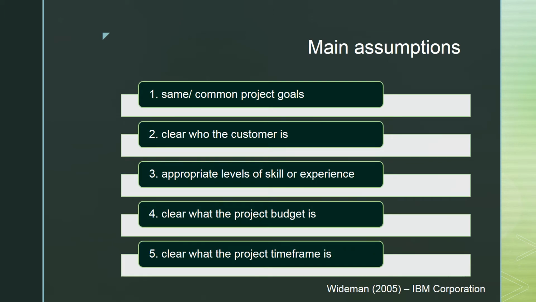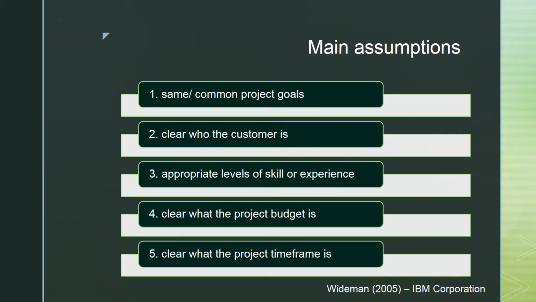Now, what are the main assumptions here? This is taken from Weidman 2005, in the author's publication on the IBM Corporation website. The main assumptions are, in a project, there are going to be same or common project goals. So everyone is working to common project goals. You may have multiple teams, but eventually everyone is focusing, laser focus, on the goals.